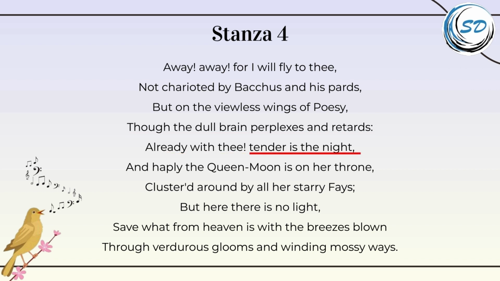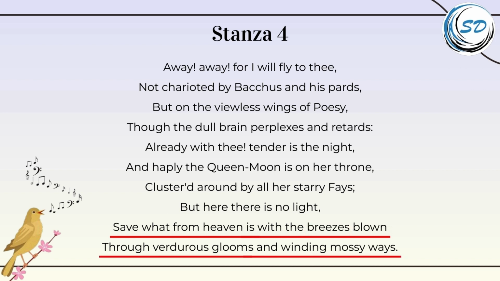The poet creates a magical and ethereal atmosphere by describing the night as tender, and suggesting that the queen moon may be on her throne, surrounded by her starry attendants or starry fays. This celestial imagery heightens the sense of enchantment and escapism that the nightingale's world offers. In contrast to the nightingale's realm, the poet emphasizes the darkness and absence of light in the human world. The phrase "here there is no light" conveys a sense of desolation and lack of spiritual illumination. In these lines, the poet suggests that the only light present in the human world comes from heavenly sources, carried by the gentle winds through lush and shadowy places.